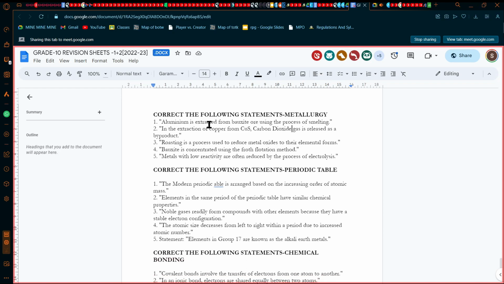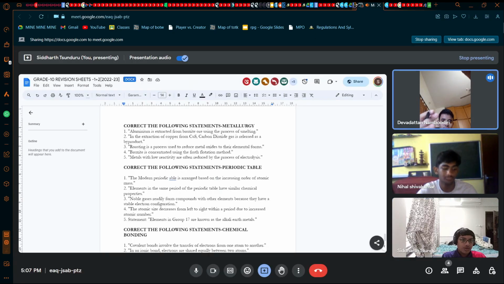In the extraction of copper from CuS, carbon dioxide is released. Not carbon dioxide, it is H2S? No, it's sulfur dioxide, SO2. Yes, it's roasting, because it's oxidized.